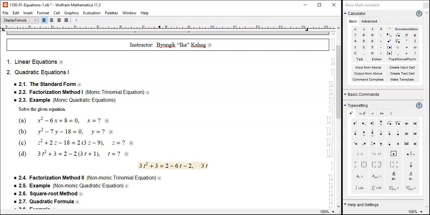Okay, all right. 3t squared plus 3, and then let's see, this 2 and negative 2 cancel out, no problem there, but negative 6t looks like I need it over there. Is this a monic equation? Yes, indeed. Everything is divisible by 3, so divide everything by 3. So t squared plus 2t plus 1 is equal to 0.